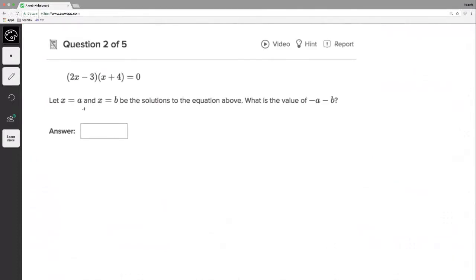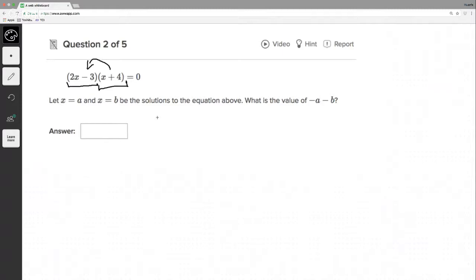Number 2, let x equal a and x equal b be the solutions to the equation above. What is the value of negative a minus b? It just means we've got to solve for this. Now remember, when we have it already nicely factored, they've done the hard work for us, because we can basically say each one of these equals 0, right? Because if this whole thing equals 0, as long as one of these two pieces equals 0, it's going to multiply the other piece, because 0 times anything is 0.